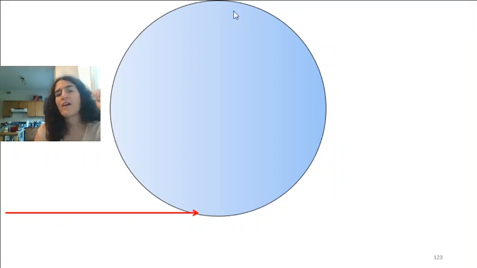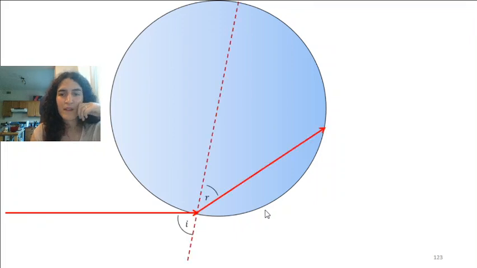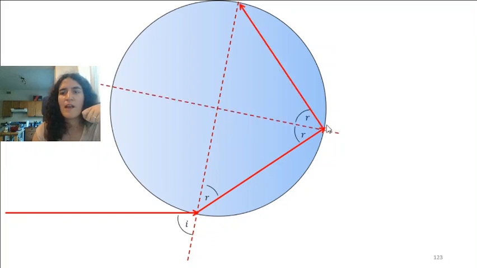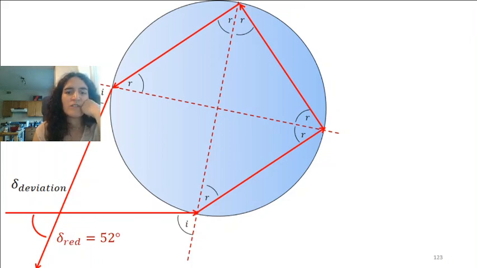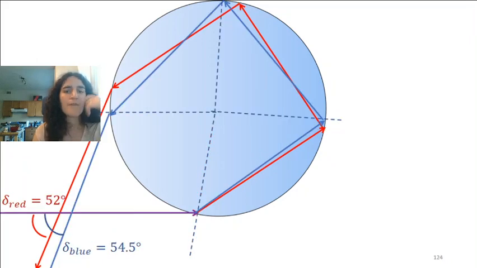For the secondary arc, I have light coming in from the bottom. It's going to reflect again off of the back of the raindrop, and then reflect again, and then refract. So here's the process: a refraction, reflection, reflection, refraction, and then it comes back out. The angle between the incident ray and the outgoing ray ends up being 52 degrees for red and 54 degrees for blue. So it's actually the opposite.